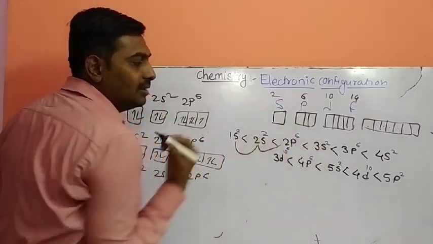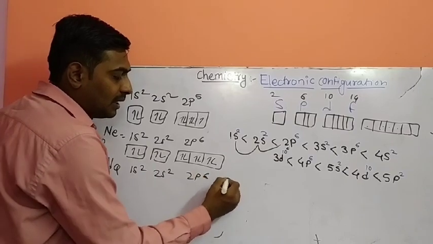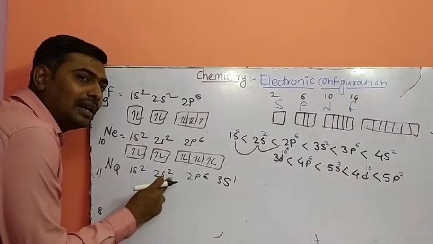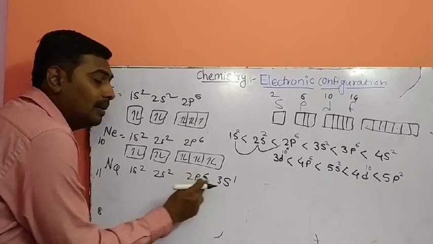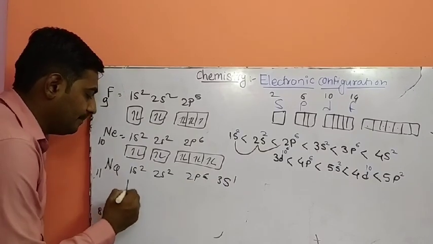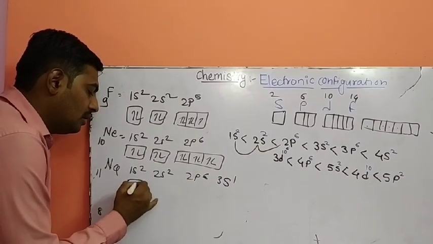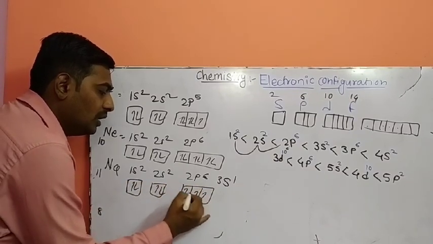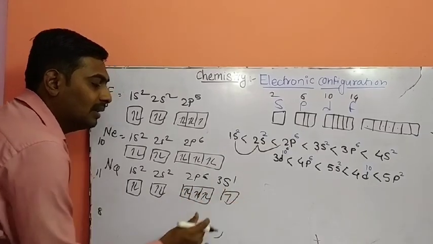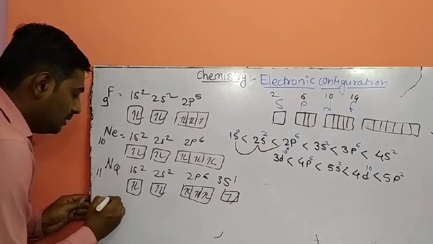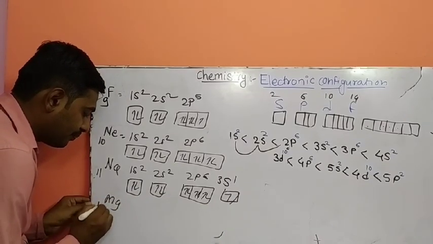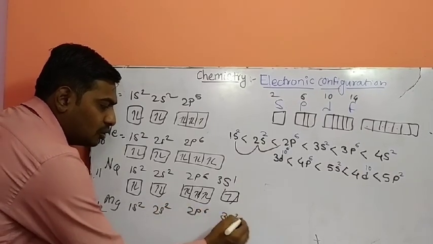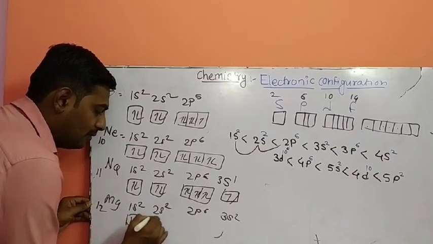Again, the next electron enters in the 3s orbital: 2p6, 3s1. 2 plus 2 is 4, plus 6, it will be 10, plus 1, 11. So 1s2, 2s2, 2p6 and here 3s1. Next, atomic number 12, magnesium: 1s2, 2s2, 2p6, 3s2. The orbital diagram will be like this.